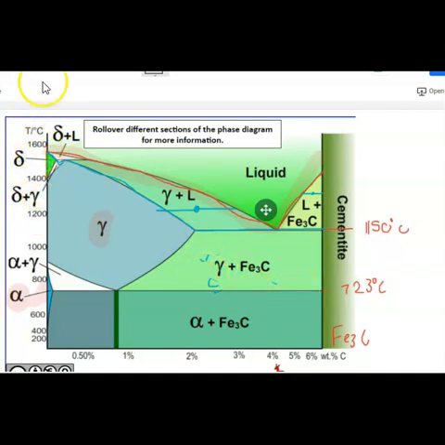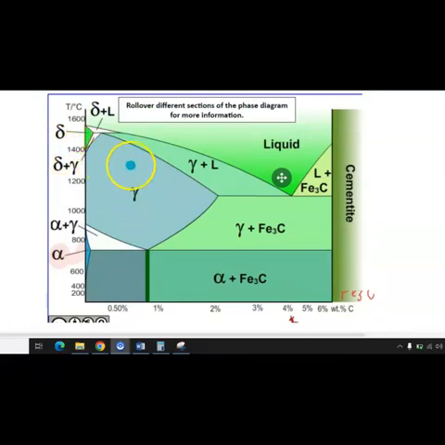Now, when we look at the austenite, the microstructure looks like this. The structure of the austenite is a single phase region. So this is how it looks. When we cool it down at this temperature, I'm going to call it 1. I'm just cooling it down this line. This is the line I'm trying to cool down.